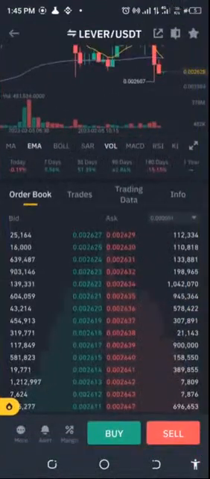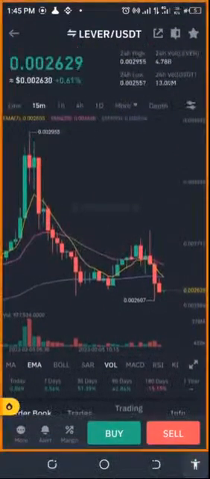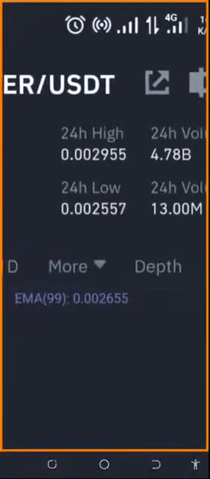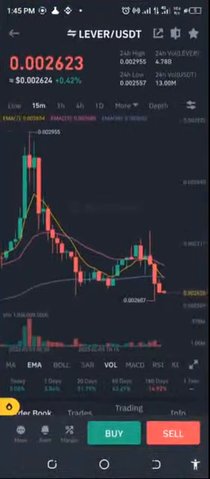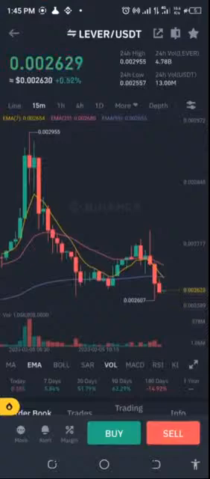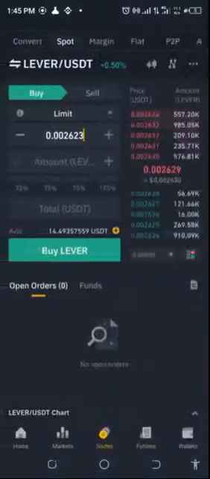And as you can see, if we check the 24-hour high and low, the high is 0.002955, while the low is 0.002557. So we're going to choose something in between. We're going to buy this coin by limit, but we're going to put our own price, slightly lower than what we have here. Currently this is the market price, but we're going to buy by limit.